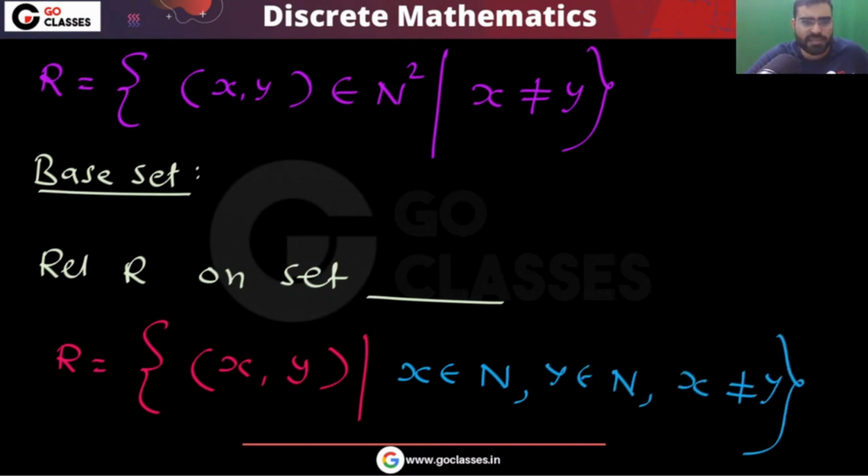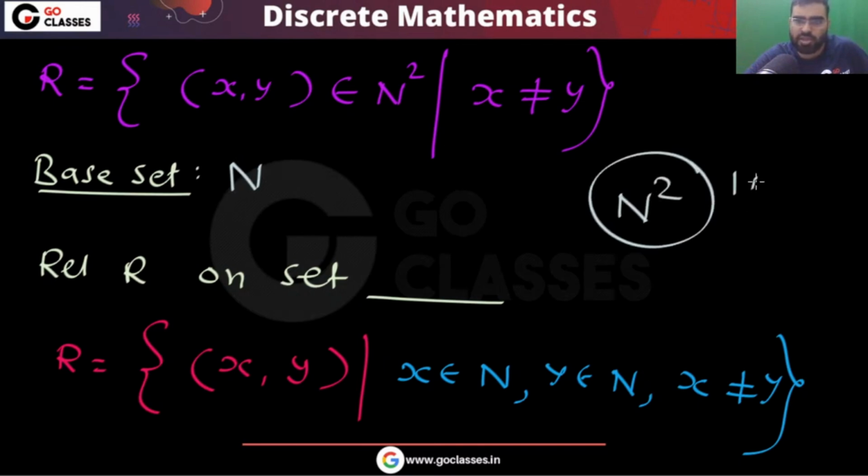So what is the base set? Natural numbers are related to natural numbers: x is related to y if and only if x is not equal to y. So here the base set is the set of natural numbers. Remember, don't say that N² is the base set. N² is not the set on which we have defined the relation.